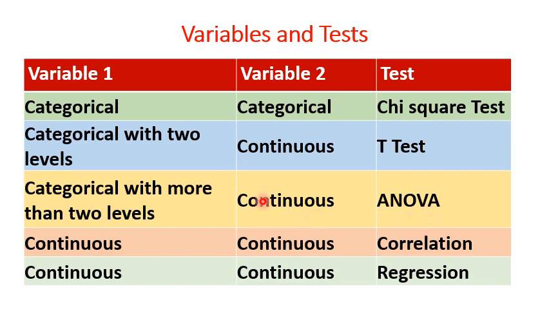Then, if the first variable is continuous and the second variable is also continuous, that means both the variables are continuous, you can use correlation and regression. So correlation and regression can be used if both the variables are continuous. For example, test scores in 2 examinations: the scores obtained by students in the first examination and the scores obtained by students in the second examination.